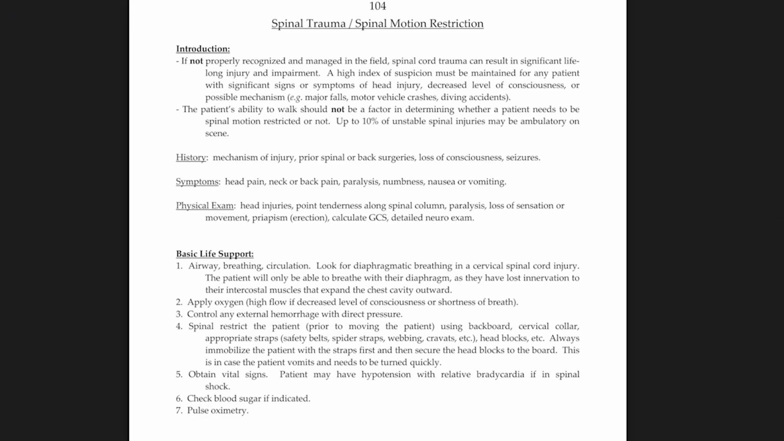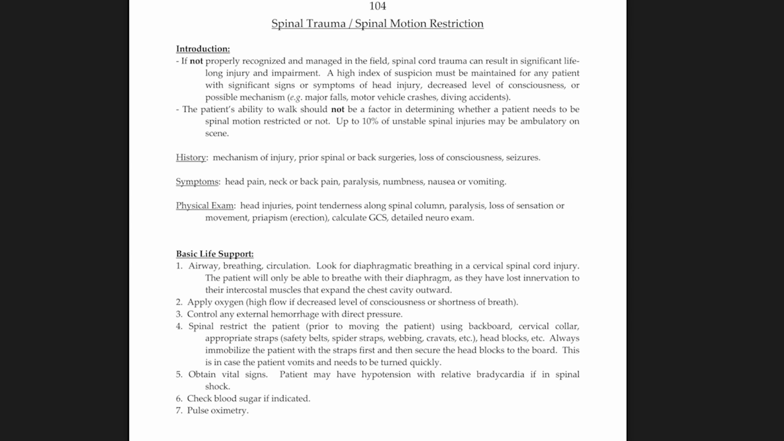For spinal trauma or spinal motion restriction, to introduce this topic: if not properly recognized and managed in the field, spinal cord trauma can result in significant lifelong injury and impairment. A high index of suspicion must be maintained for any patient with significant signs or symptoms of head injury, a decreased level of consciousness, or a possible mechanism such as a major fall, a motor vehicle crash, and a diving accident. The patient's ability to walk should not be a factor in determining whether a patient needs spinal motion restriction.